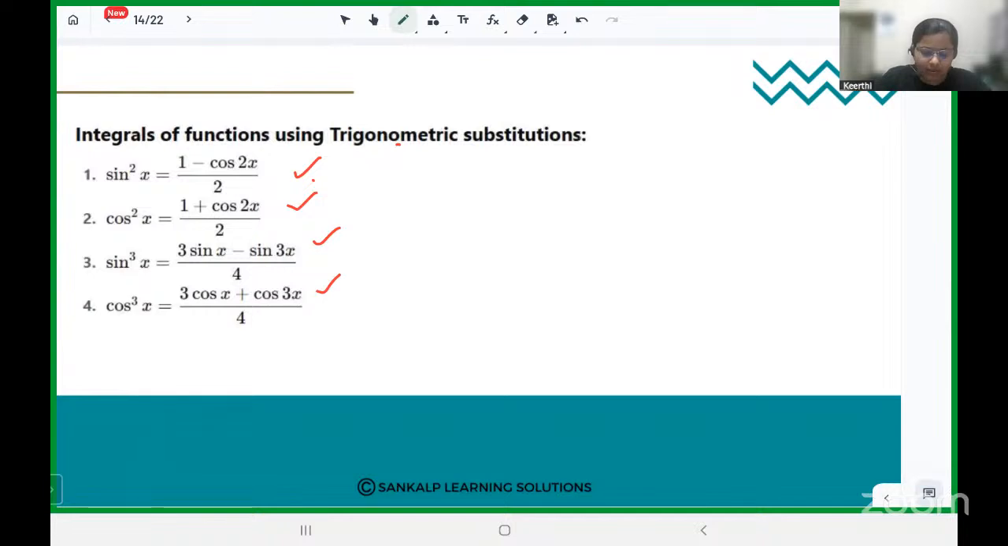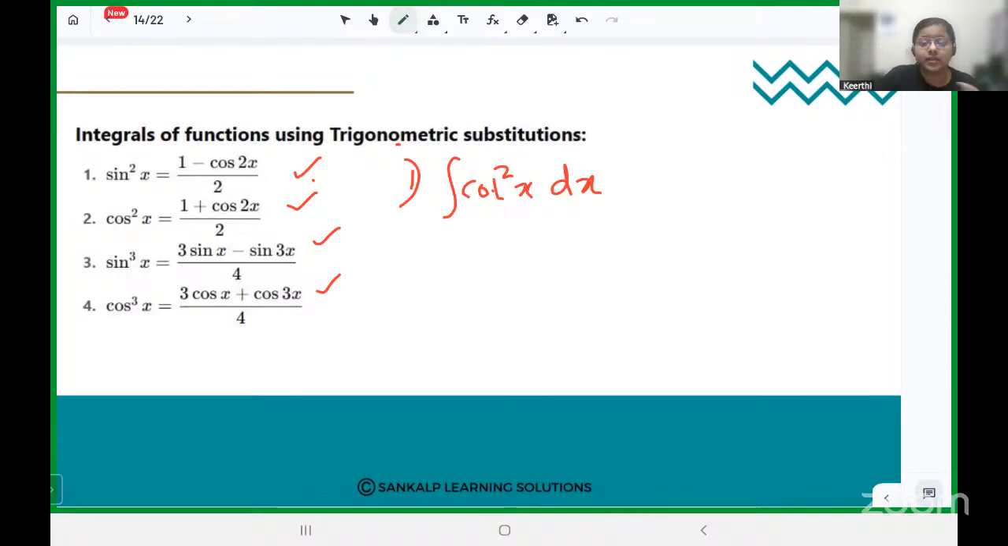Okay, so the first problem is the integral of cot square x dx. Here, do you know any standard result to solve this one, cot square x dx? Have you studied any formula? No. So we can't use direct integration.